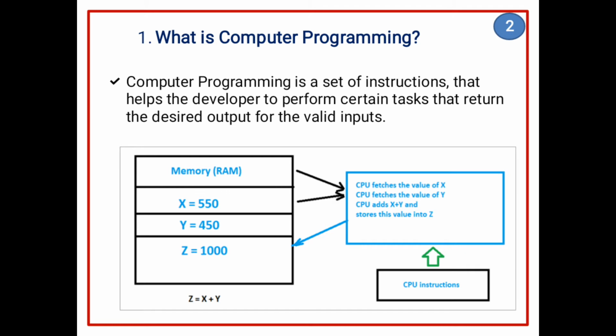Now if x equal to 550 and y equal to 450, the values of x and y are the input values that are called literals. Now we ask the computer to calculate the sum of x and y, which results in z, that is the expected output. This diagram shows the result of z equal to 1000.